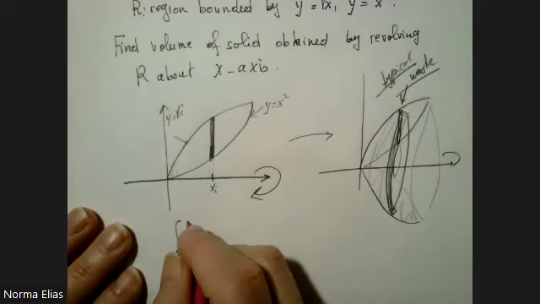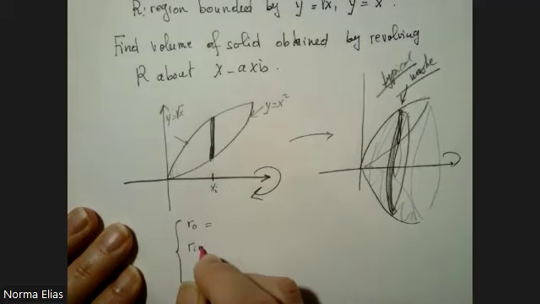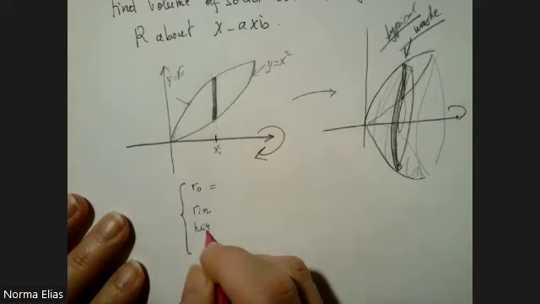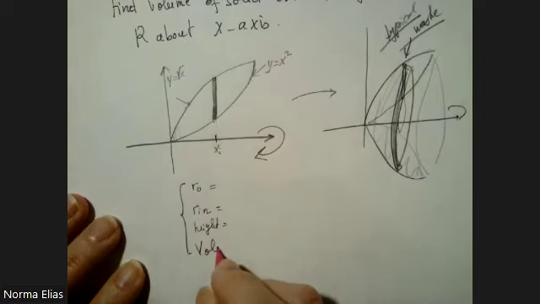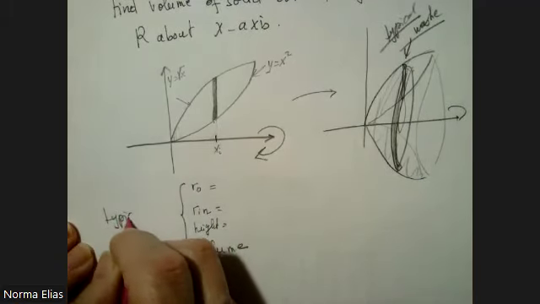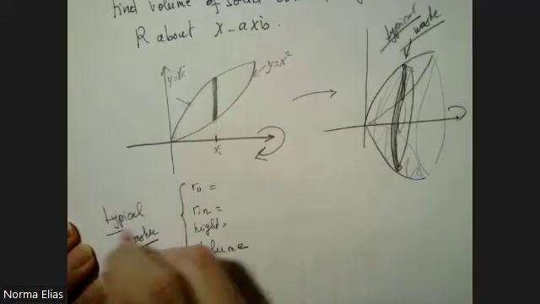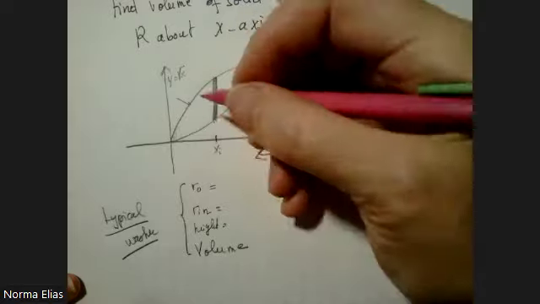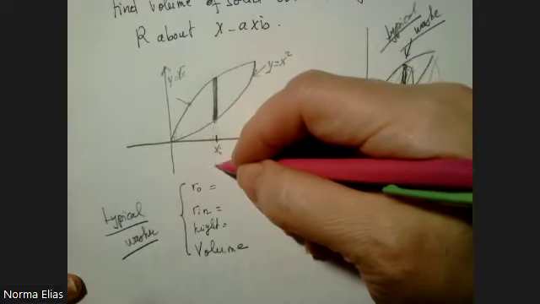So what is the outer radius? What's the inner radius? What is the height? And finally, the volume. So this is a typical washer. Now we go back to the picture. This is the piece that I need to rotate.